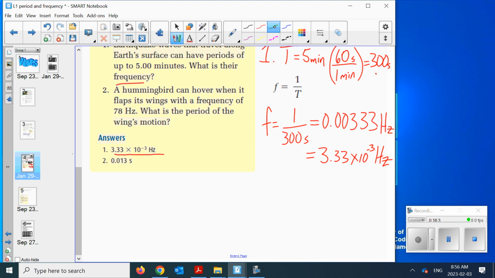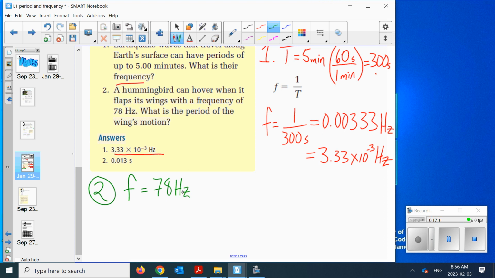Question 2. A hummingbird's wings are covered when the box is played with a frequency of 78 hertz. This is the other way around. We're given the frequency. Well, the frequency is 78 hertz. That means 78 wing flaps per second. Up, down, that's a flap. It's the period. It's going to be really small, not seconds, right? You ever seen a hummingbird? You can't really see its wings. It's so fast, right? It's just a blur.